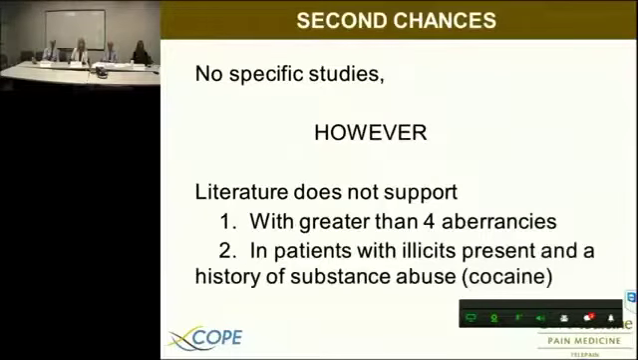There are no real studies, but the literature doesn't support ongoing opioids with greater than 4 aberrancies because we've seen it's those patients that come up with illicit substances. And in a VA group out of Philadelphia, they found that patients with illicit present and a history of substance abuse of cocaine were more likely to have ongoing aberrancies and weren't able to be brought into the fold, as it were. So cocaine's a bad actor, it appears.